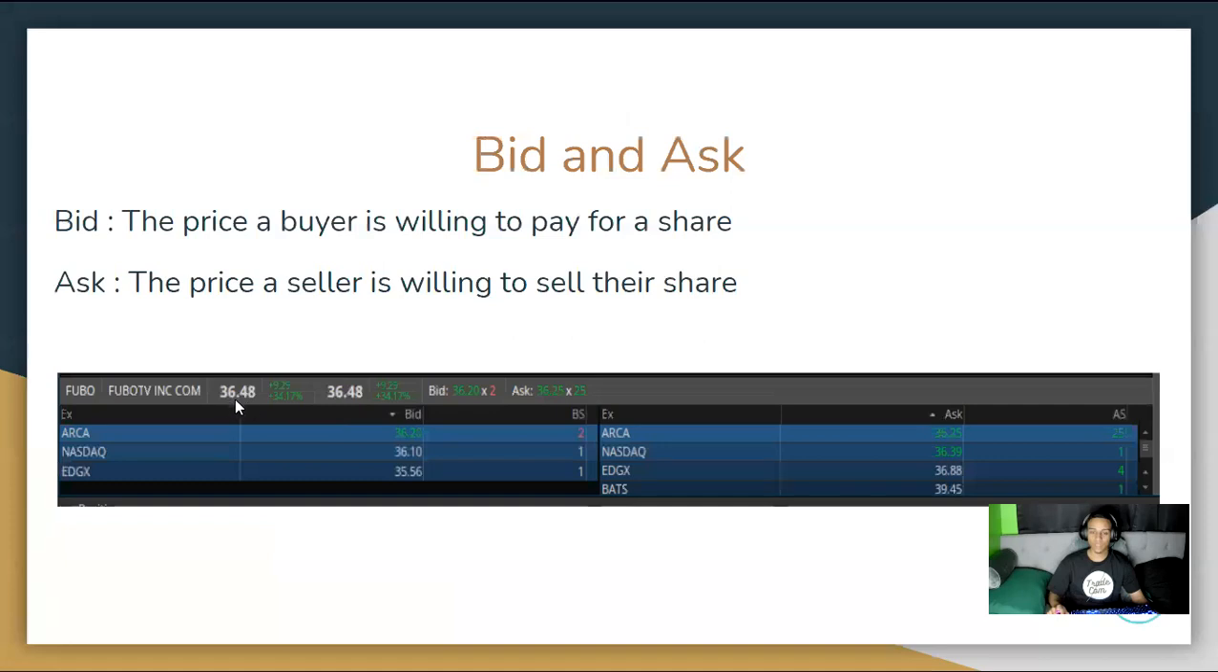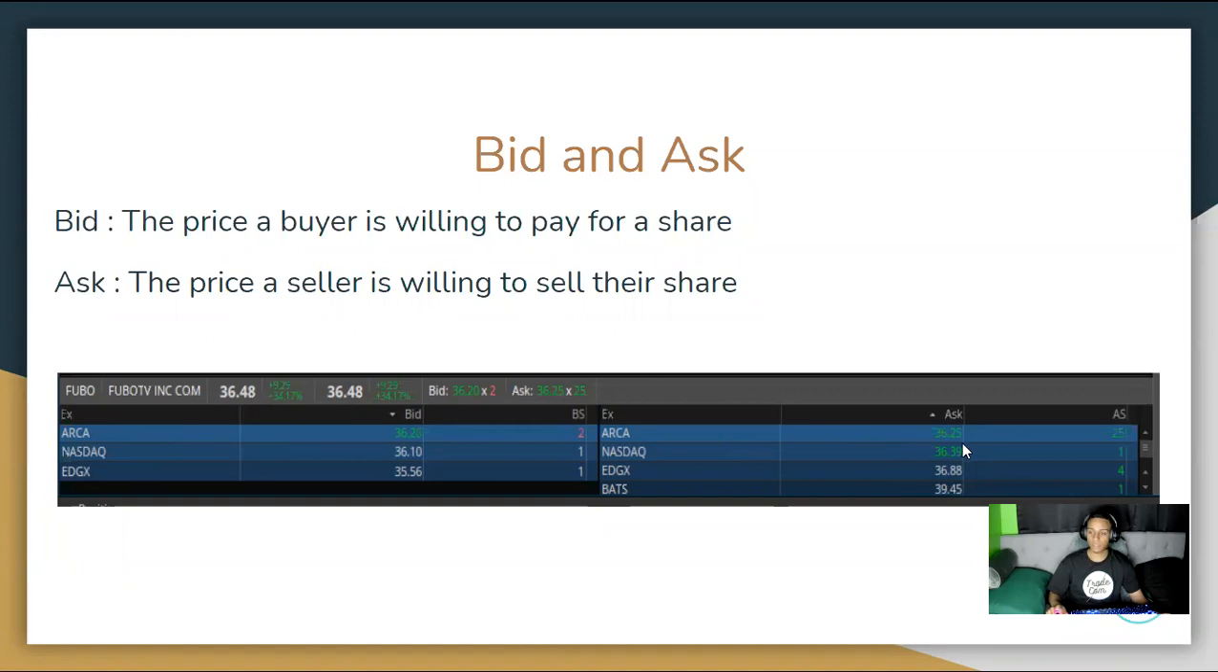So Fubo stock price at this point when we took this picture was at 36.48. Now you can see the Nasdaq, the EDGX, Arca. These are all different types of exchanges. You also have New York Stock Exchange, stuff like that. They'll all show up over here. You're going to see where they're willing to pay for this stock, where the buyers are sitting. Usually the highest one on this list is the closest bid, and the highest one on the list on the right is the highest ask.